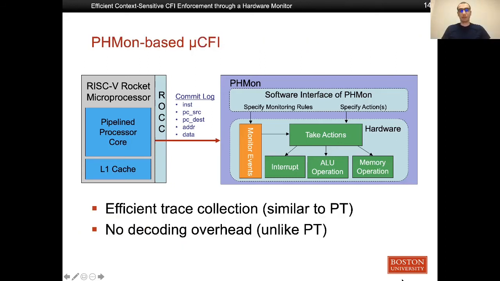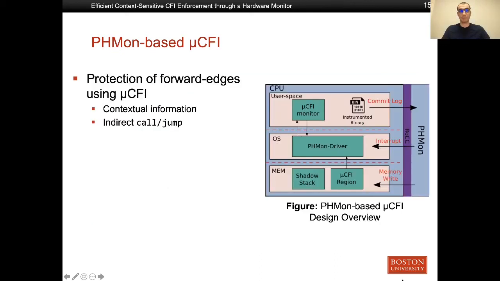So in our work, we present that PHMon can be leveraged to implement a state-of-the-art CFI mechanism called muCFI for two reasons. First, similar to Processor Trace, it can efficiently collect traces, and on top of that, PHMon doesn't require performing any decoding prior to ICT validation.